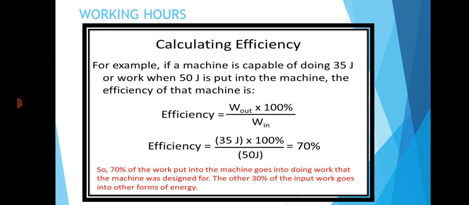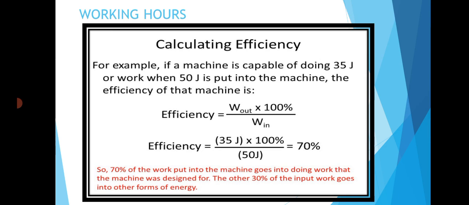Our work output there is the 35 joules it is capable of doing. Take note of it. Then, when 50 joules is put into the machine, that's the work input. So at the end, the answer becomes 70%. Let's conclude: 70% of the work put into the machine goes into doing the work that the machine was designed for.